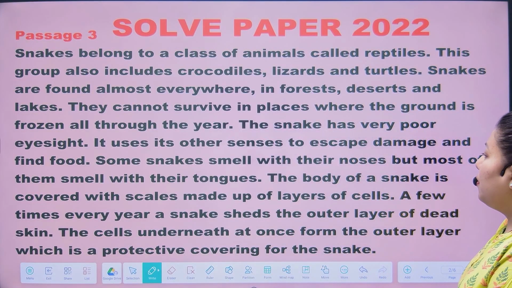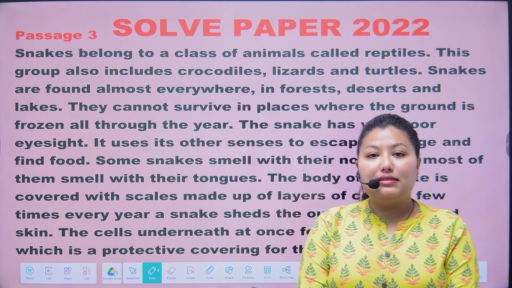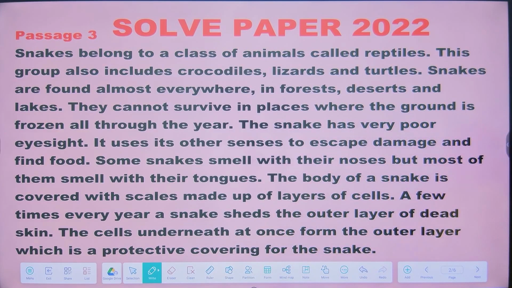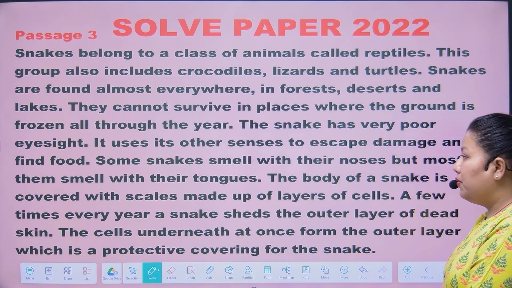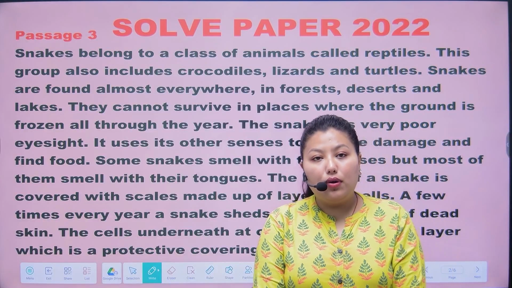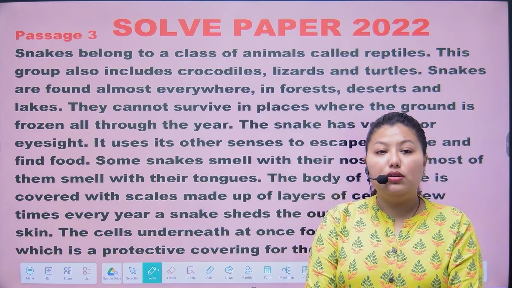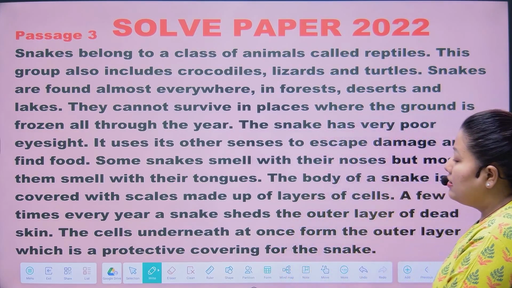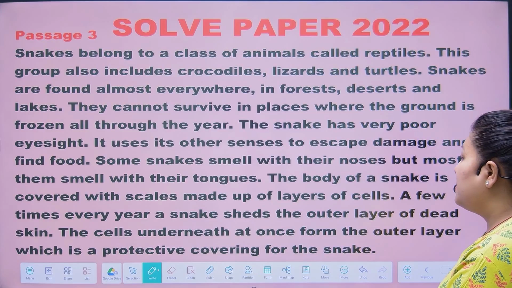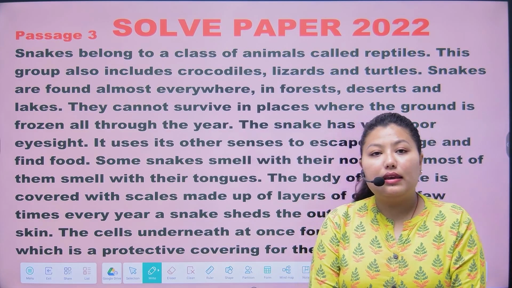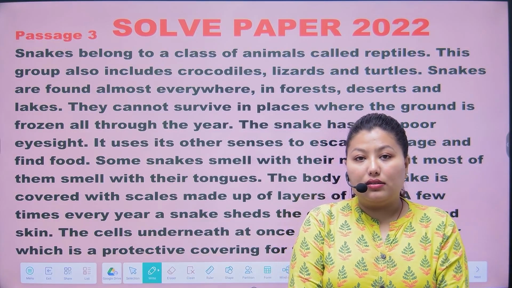The snake has very poor eyesight, so snakes cannot see properly. It uses its other senses to escape damage and find food. Some snakes smell with their noses, but most of them smell with their tongues.